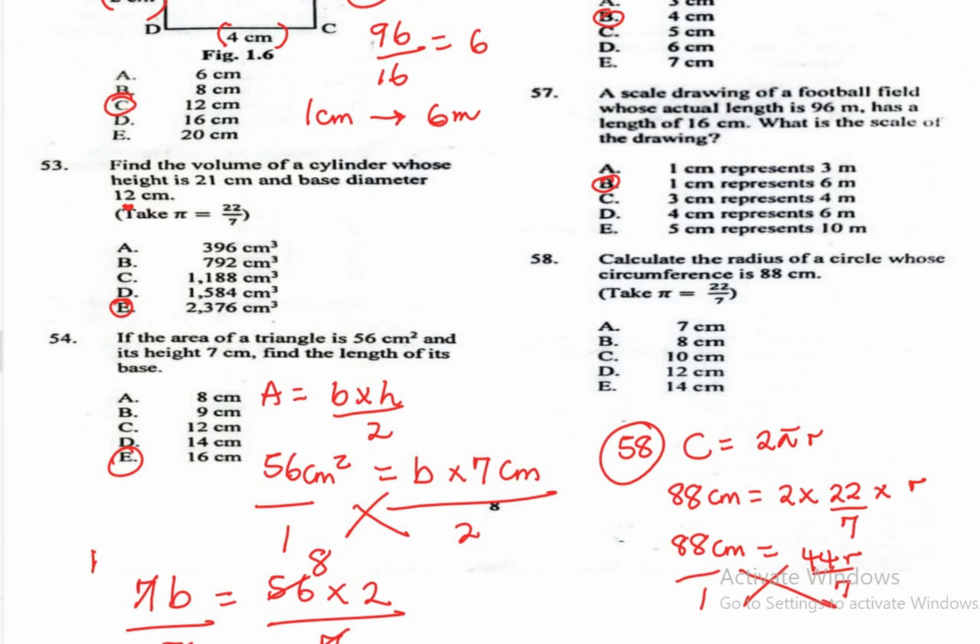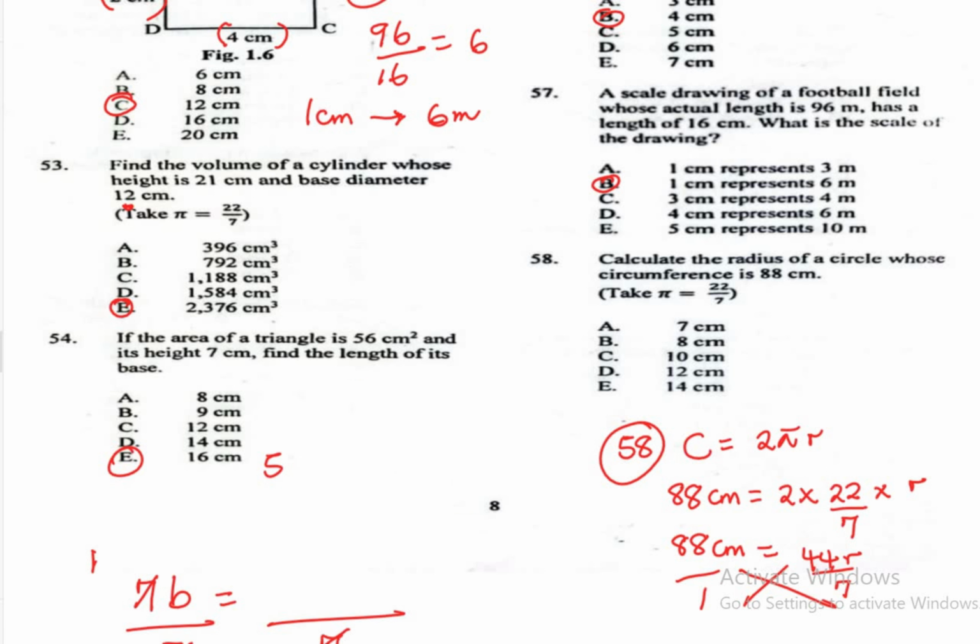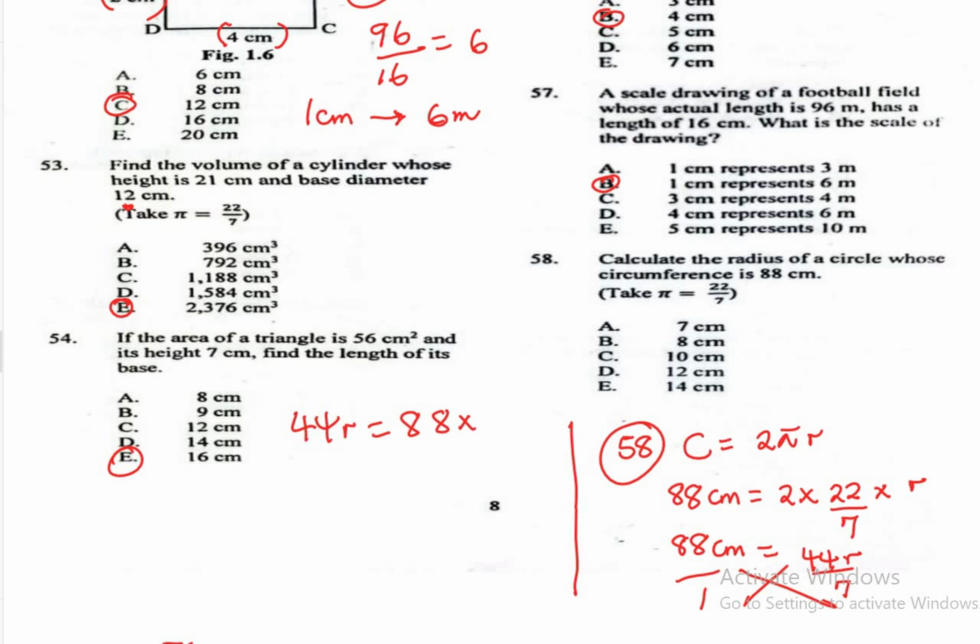Cross multiply. Let me clean this side to create space. Let's cross multiply. 44r is equal to 88 times 7. To get the radius, you divide both sides by 44. So 44 into 44 is 1, and 44 into 88 is 2. Radius is equal to 2 times 7, 14 centimeters, which is option E.